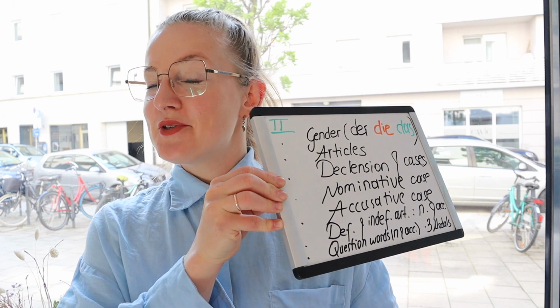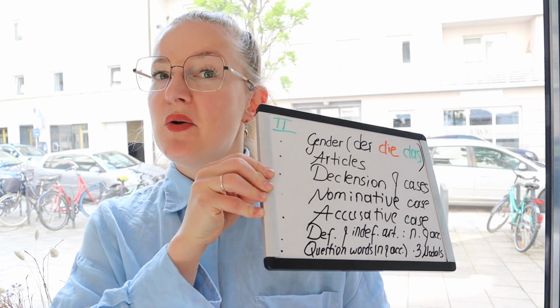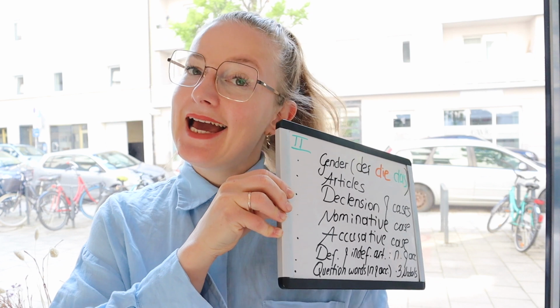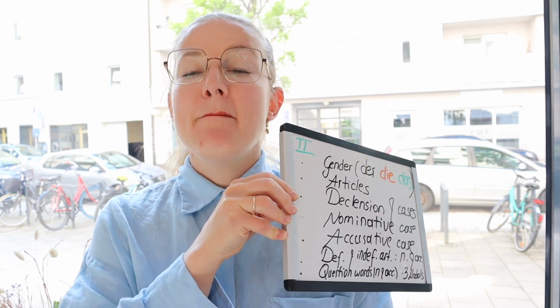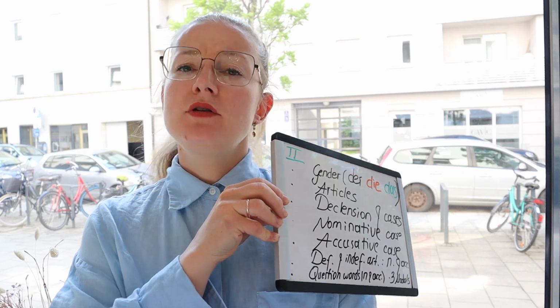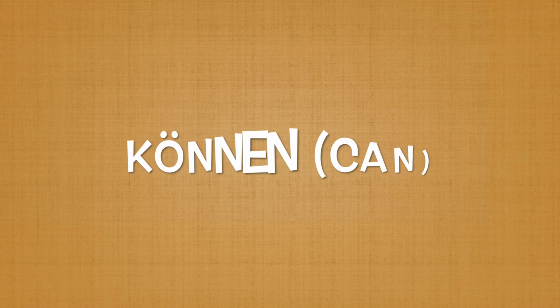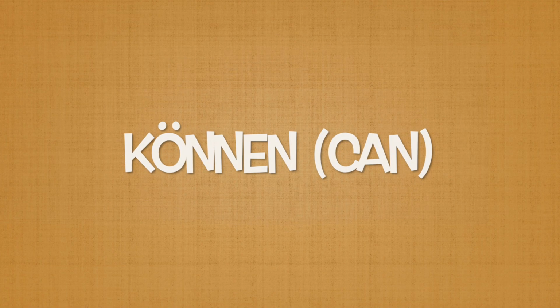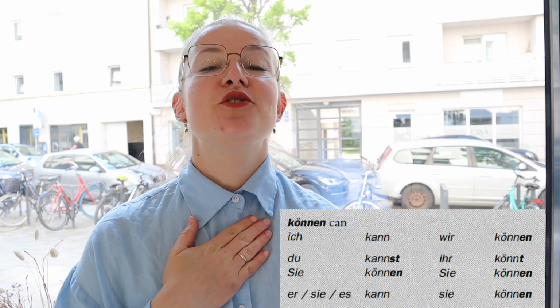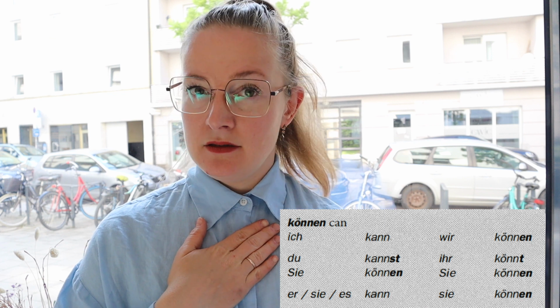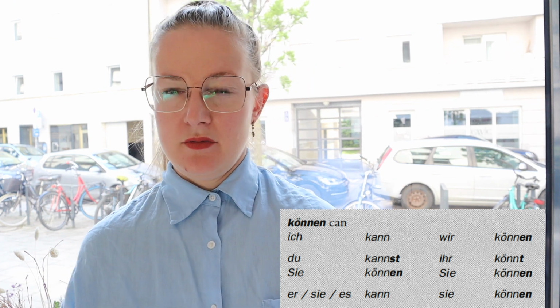Last point for today's lesson are the 3 useful modal verbs. Können, can, dürfen, may, and möchten, would like. In the first lesson we did a couple of verbs, right, depending on the person pronouns. Now it's similar with the modal verbs, but it's also a bit different. Ich kann Deutsch. I can German, meaning I can speak German.